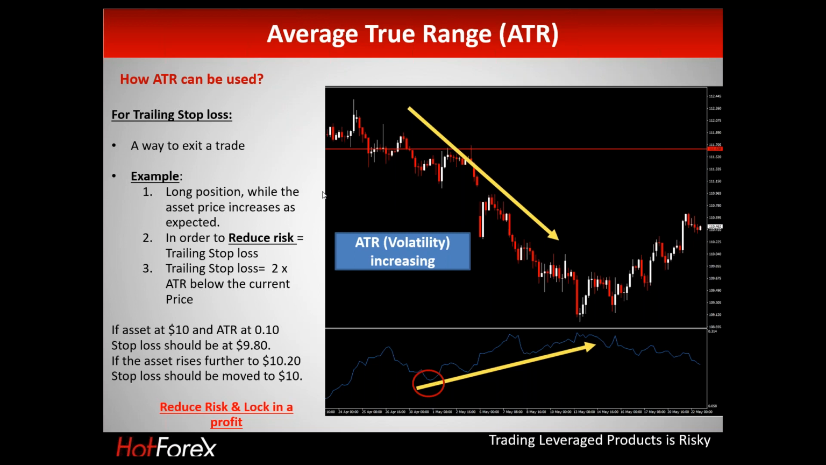This way, the trailing stop loss is reducing the risk for you and locks in the profit as the price is moving in your favor, as I was saying.